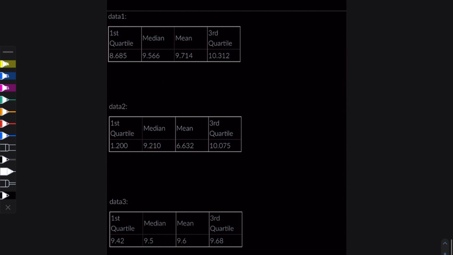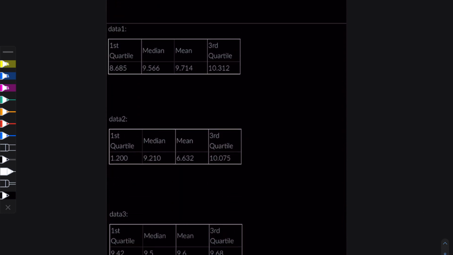Okay, so this next question is asking us basically what is the shape of these distributions. So if we look at this first one right here, I'm just going to go ahead and draw a little graph over to the side, and we'll try to estimate what it would look like. So our mean is at 9.566, and then our median is at 9.566, and then our mean is just barely more than that. Our first quartile would be over here, third quartile would be over here, and that looks about symmetric to me.